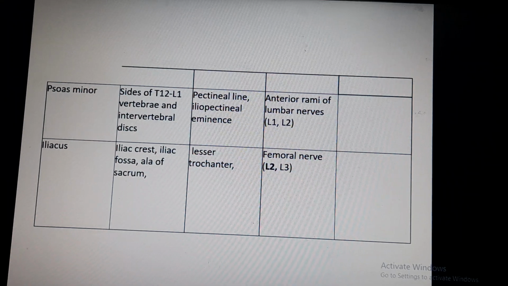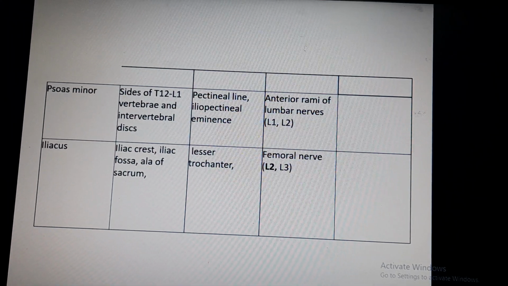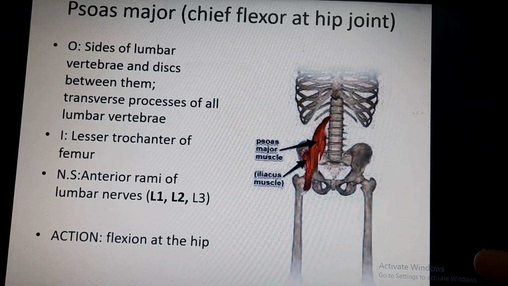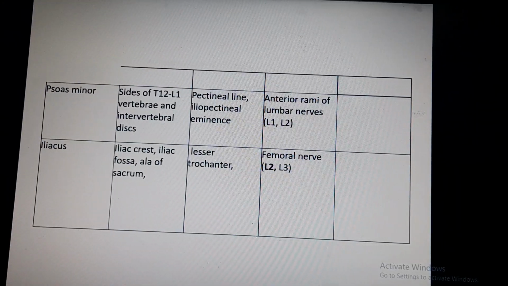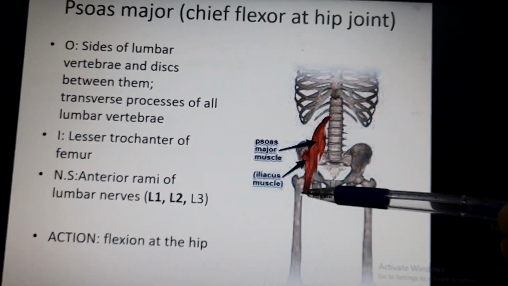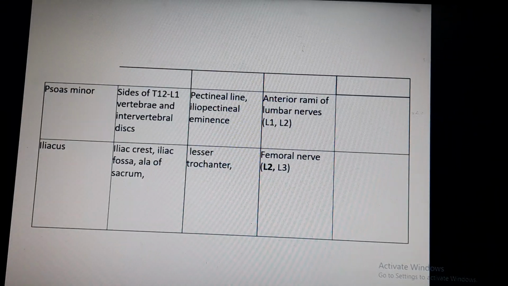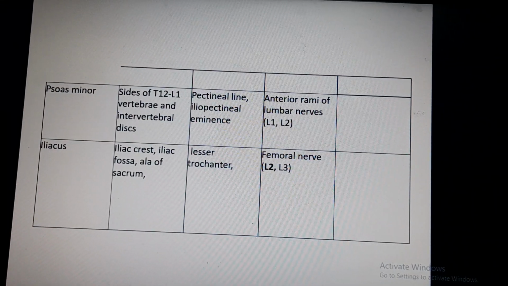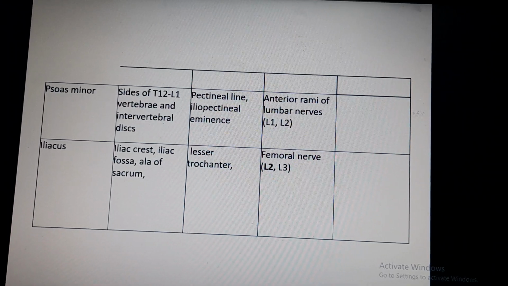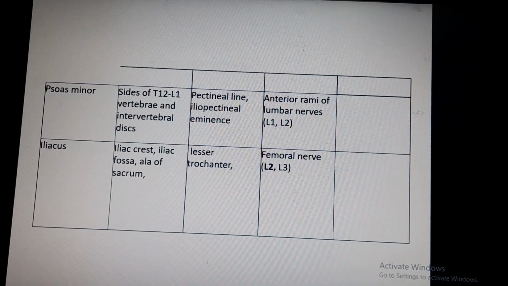Next we will discuss iliacus muscle. Its origin is from the iliac crest and iliac fossa. It gets inserted into the lesser trochanter of femur. This is the greater trochanter and this is the lesser trochanter. Its nerve supply is from the femoral nerve, and its action is flexion of thigh on trunk.